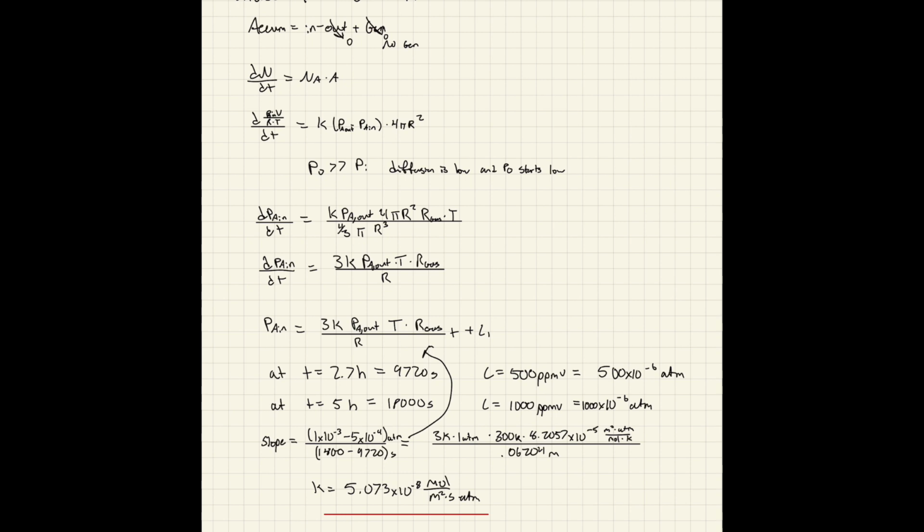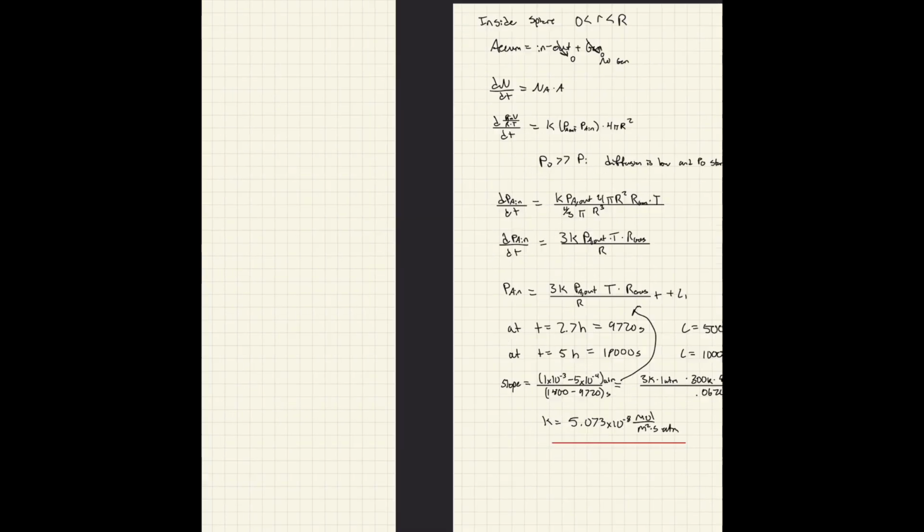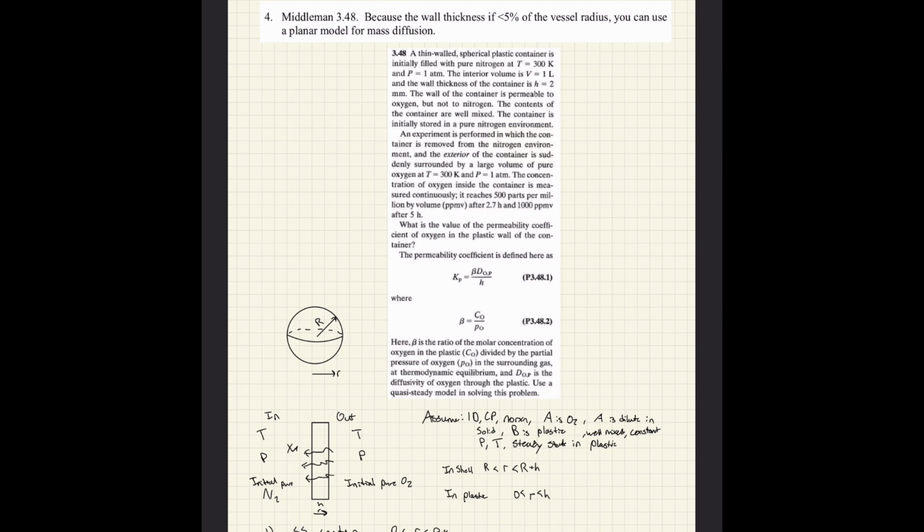So we can take the slope that we've calculated from these 2 points and say that 3K times partial pressure of oxygen outside, which is 1 atmosphere, times our temperature of 300 Kelvin, times our ideal gas constant of 8.2057 times 10 to the negative 5th meters cubed atmospheres per mole K, divided by our capital R, which is 0.06204 meters. We can rewrite and solve this for K, which we found to be 5.073 times 10 to the negative 8 moles per meter squared seconds atmospheres. And that is how you solve for the permeability coefficient.